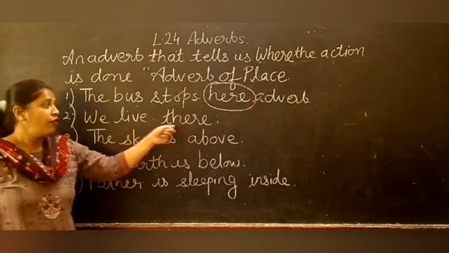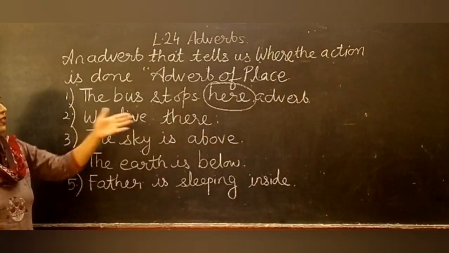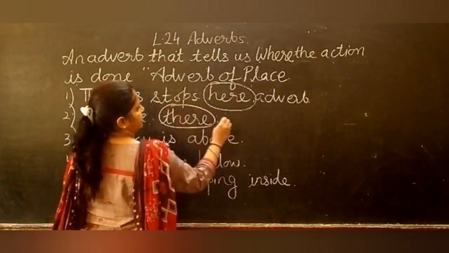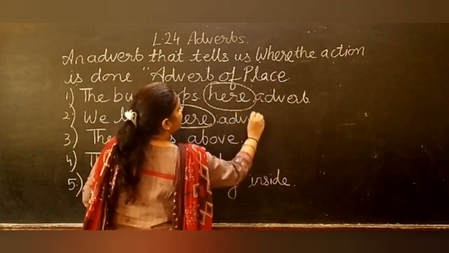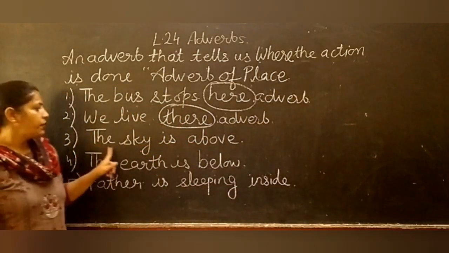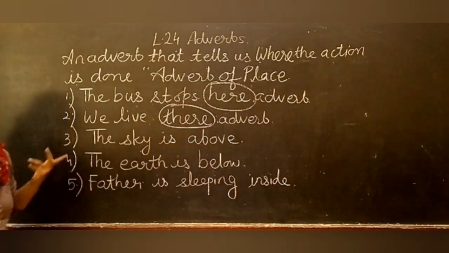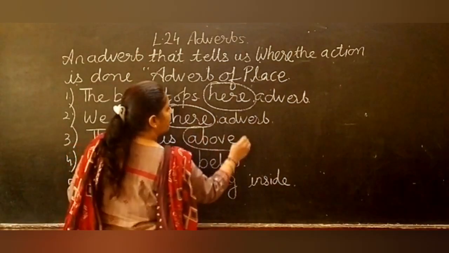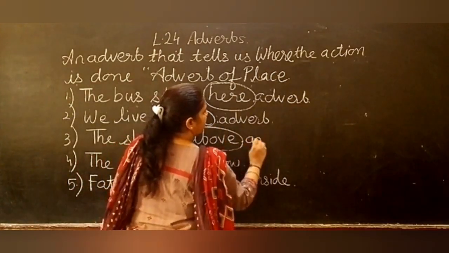We live there. Where do we live? There. There is again suggesting us the place. So adverb of place. Where is the action of living going on? There. It is showing us the place. The sky is above. Where is the sky? So above. Above is showing us the place. So adverb of place, above.